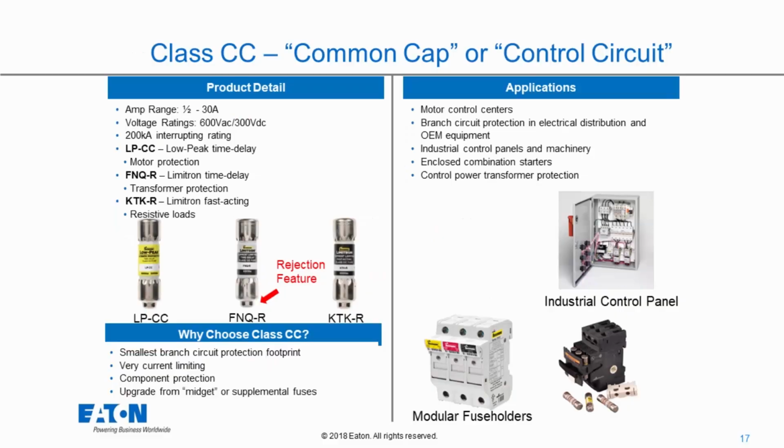So we look at a Class CC, and once again, this is governed by UL, right? So they're going to say under UL 248, if you're going to make a Class CC fuse, there's certain criteria that we have to meet. So when we look at this fuse, just to give you a general idea, this fuse is a 600 volt rated fuse. It's got very good current limiting to it. It's a 200,000 amp rated fuse.